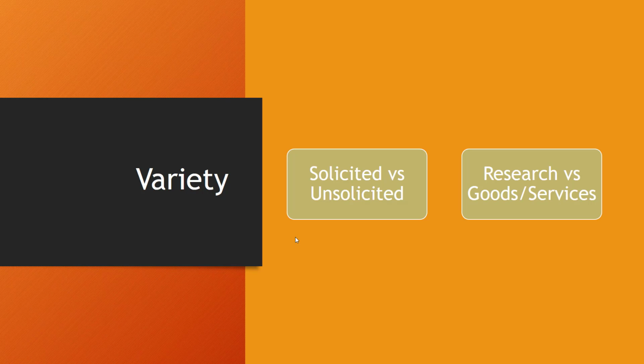There's also a lot of different types of things that proposals might be talking about, like research or goods and services. So research proposals are very common in academia. They're how a lot of the grant money is received by researchers in order to study different things. So those might be going to the NIH or the NSF or a lot of the other governmental organizations that provide some of the funding to individual researchers.